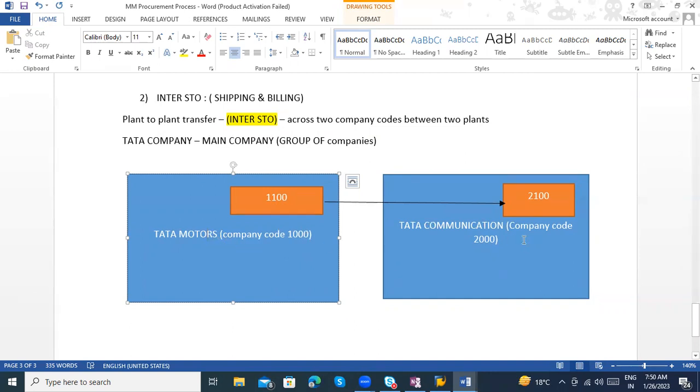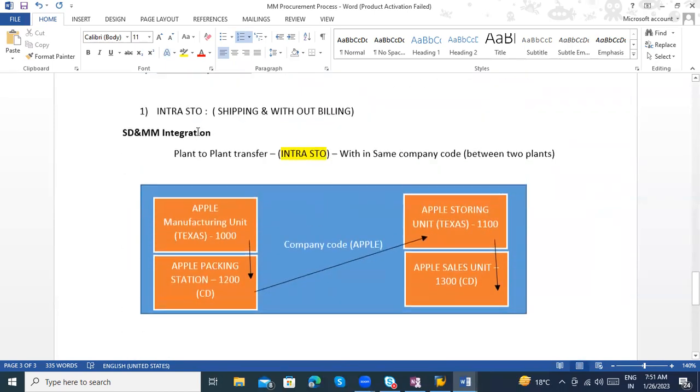Okay, so in this case, even if it is a transfer, the concept is buying and selling. That means the receiving plant is buying, and the supply plant is selling. So obviously, with shipping there should be a billing also, because you have to write the billing. The supply plant has to write the billing, and the receiving plant has to pay the amount. So these are the two concepts here.